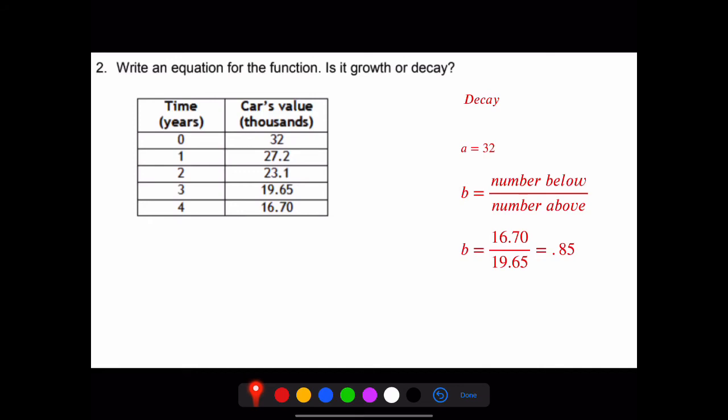From here, we just plug it into our function. Y is equal to a times b raised to the power of x, and we get y, or f of x, this could be a y if you'd really like to, is equal to 32, our a value, times our b value, 0.85, raised to our variable x.